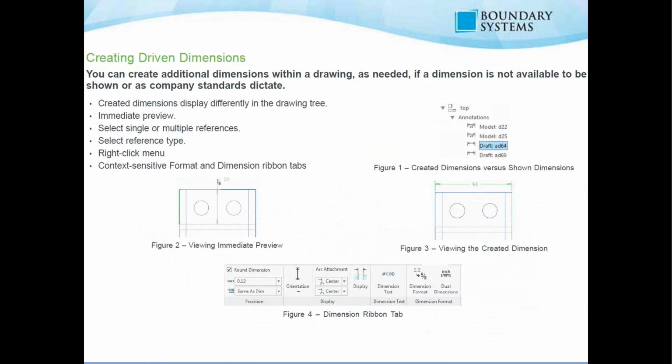Another thing to point out is, just like with your feature control frames and your other datums placed at the drawing level, the selection is context sensitive, so that if you select an actual dimension, then as we see in figure 4, the format tab pops up in the ribbon so you can format that dimension appropriately.